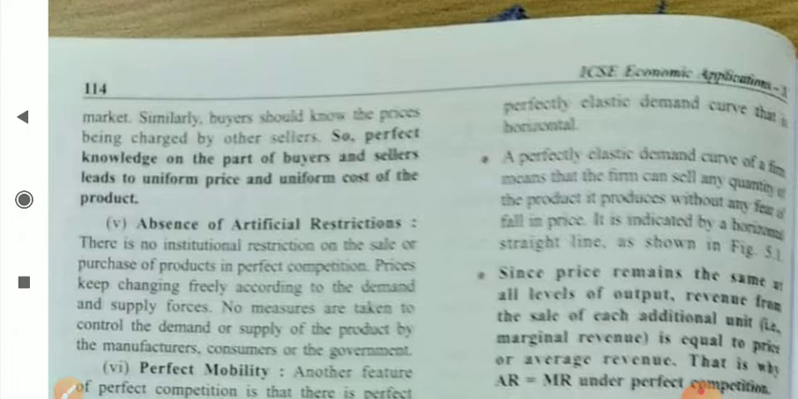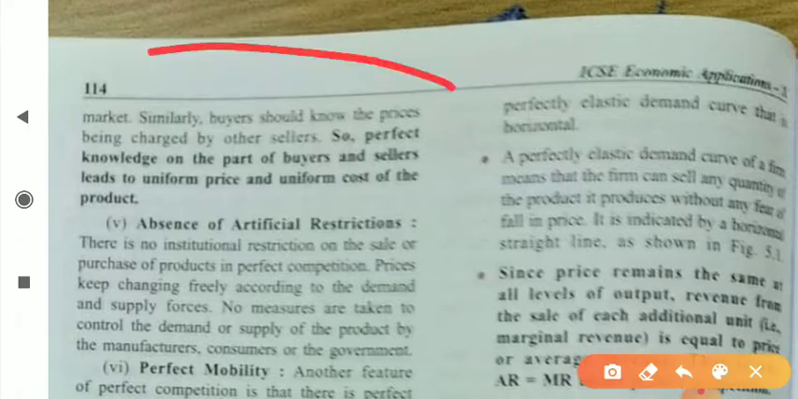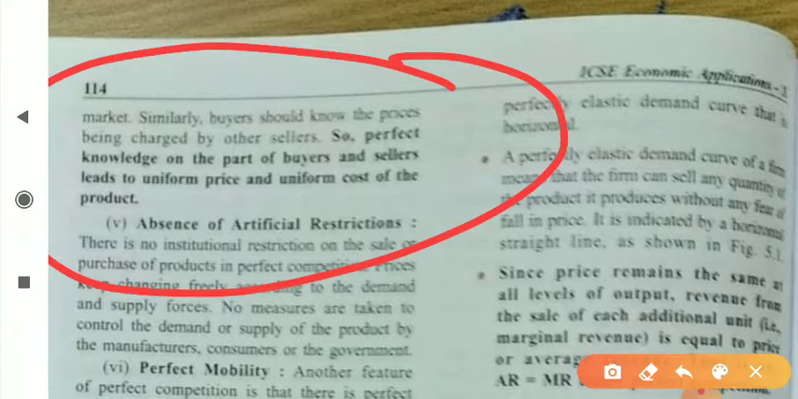Similarly, the consumer has the perfect knowledge. He knows that the price of Pepsodent is rupees 10, similarly Colgate is rupees 10, and Dabur Lal Dant Manjan is also rupees 10. So he can choose accordingly. So that's why they both have the perfect knowledge. Nobody will cheat them, neither the producer nor the consumer.